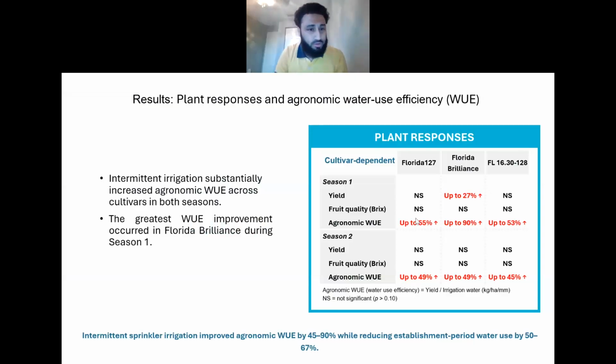Canopy area, no negative effect on the fruit quality with these intermittent irrigation programs. But there was surprisingly an increase in yield in one of the varieties, and we were able to save lots of water. Water use efficiency was pretty high all the time.